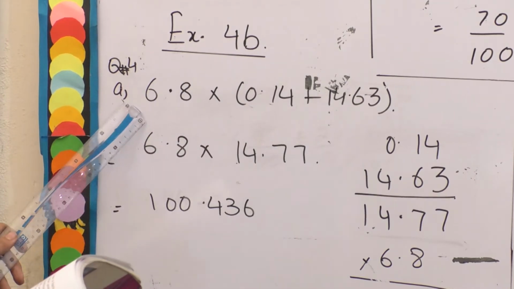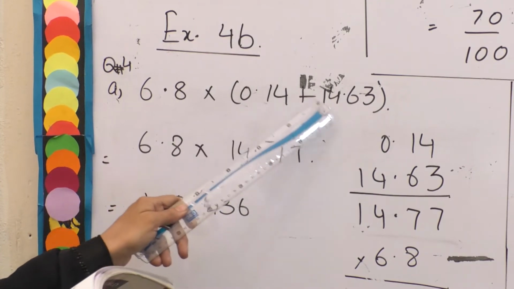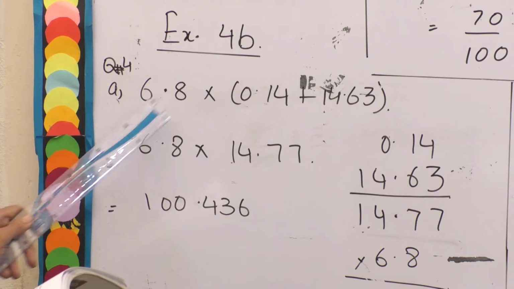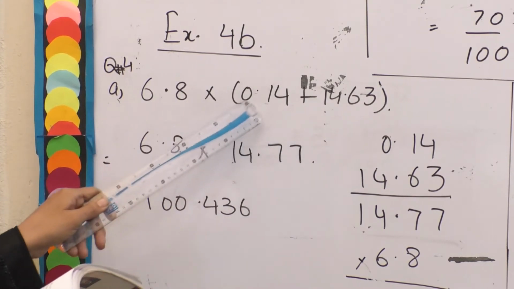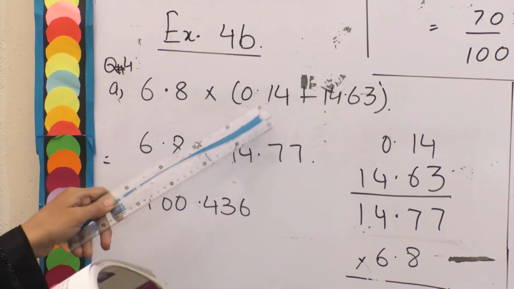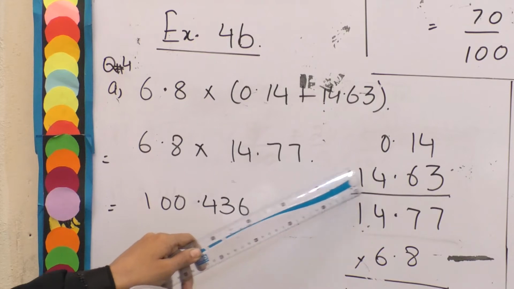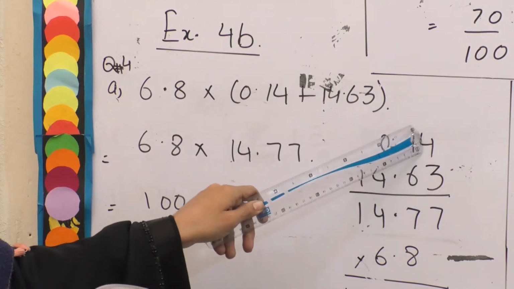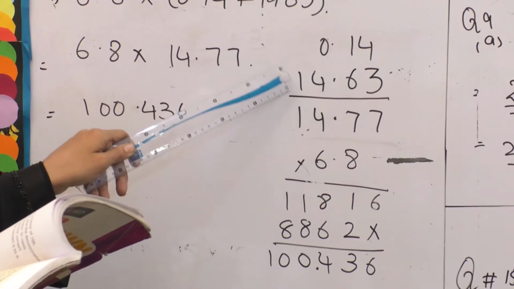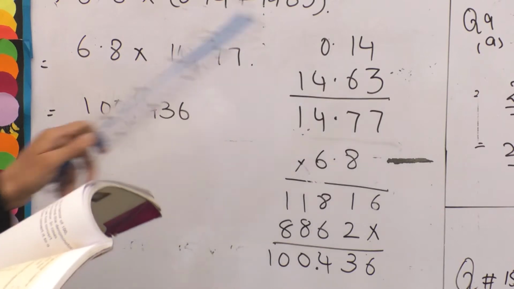Here we have a question: 6.8 multiplied by bracket 0.14 plus 14.63. First of all, we have to solve the values inside the brackets. Here we will add 0.14 plus 14.63. 4 plus 3 is 7, 6 plus 1 is 7, 0 plus 4 is 4, and then 1. So we get the answer 14.77.